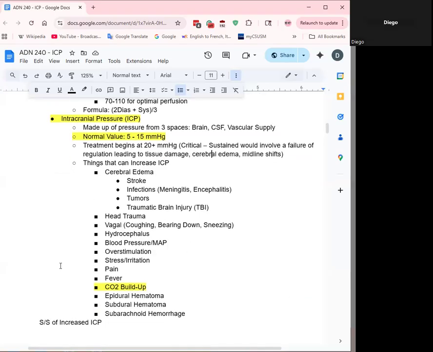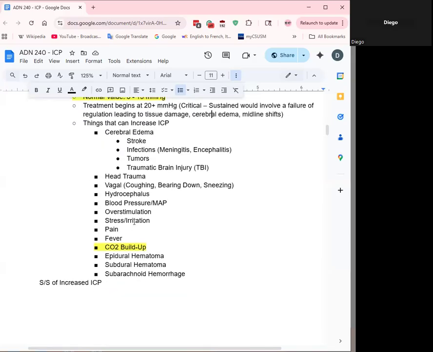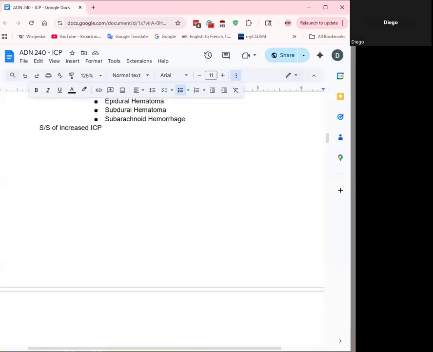I have a list of things that increase your ICP. You don't have to directly memorize any of this, but what I do want you guys to know is the signs and symptoms of increased ICP. What are some things that would come up that would be signs that the pressure is increasing? And there's one in particular that's very important to have memorized.